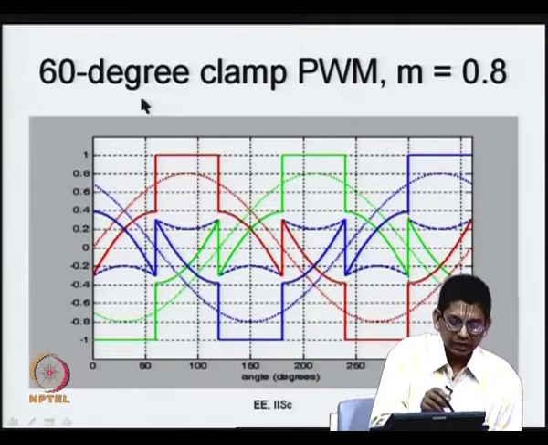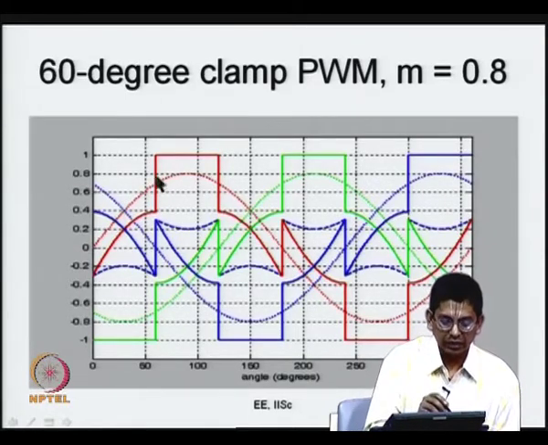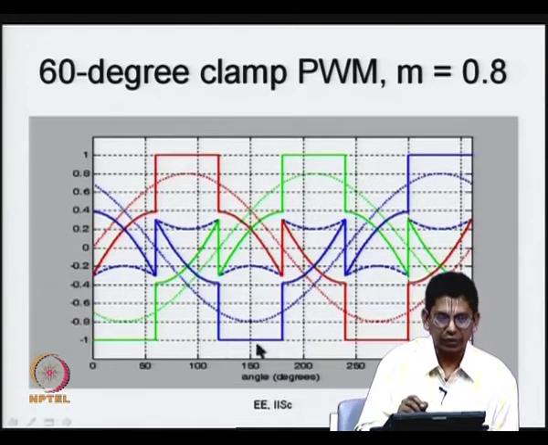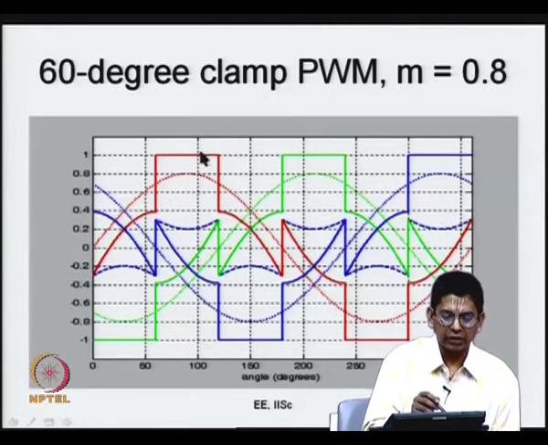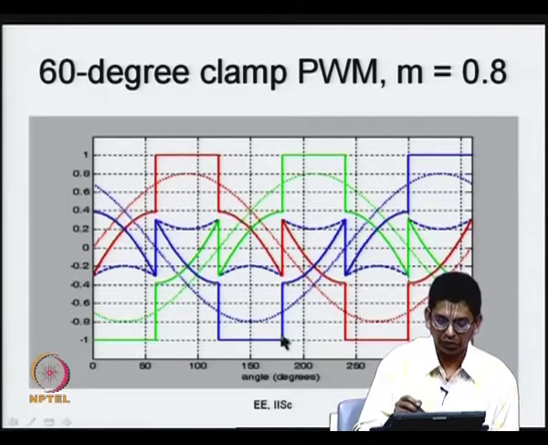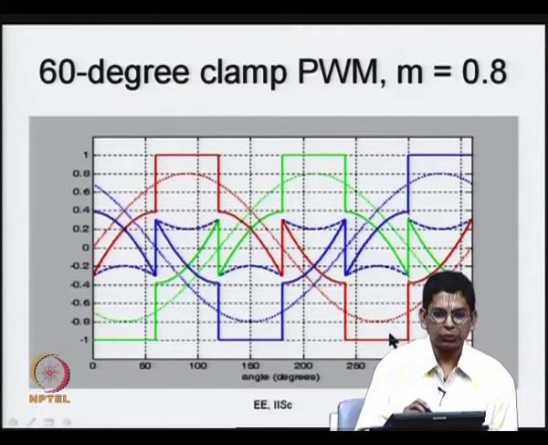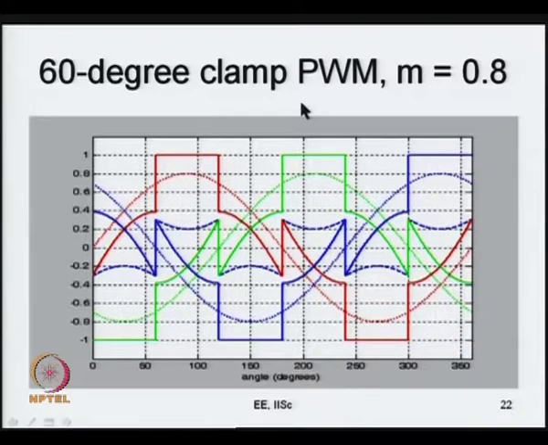We call it 60 degree clamp. Why? Because it is clamped in the middle 60 degree duration; it is just a name that we are giving. You also find various other names in the literature, because it is clamped for the middle 60 degree duration in every half cycle. In the positive half cycle it is clamped to the positive DC bus in the middle 60 degrees, and in the negative half cycle for the middle 60 degrees it is clamped to the negative bus. So we just give a name called 60 degree clamp in this course. This is one possible clamp, not all possibilities.